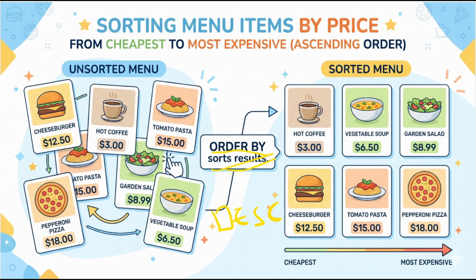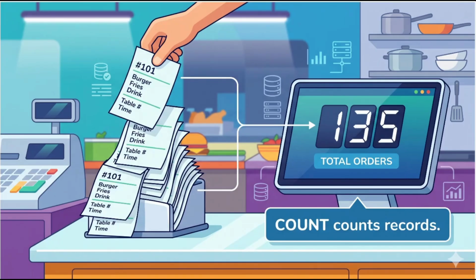In a restaurant, it can be used to sort menu items by price. It can also sort orders by time. It can also sort bills by amount. And it can help the manager quickly understand the data.